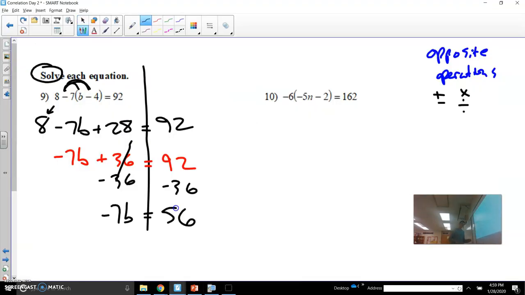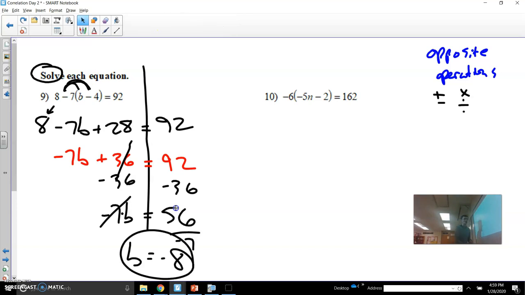And now, again, when you see things that are up against each other, -7b, those numbers are multiplying together. So I want to use division to figure out that b has to be the value -8. So if b is -8, there's a way to check to know that you did this problem correctly.